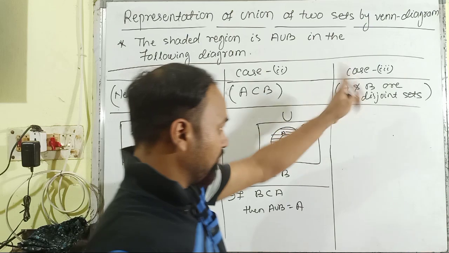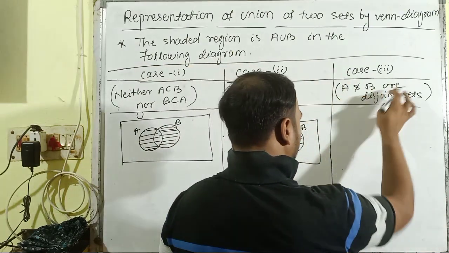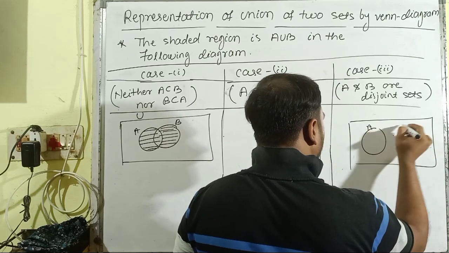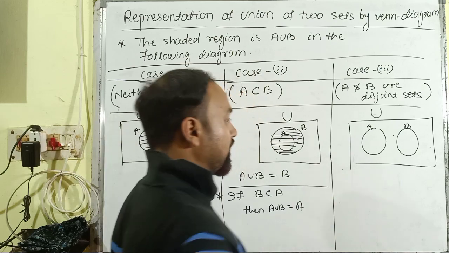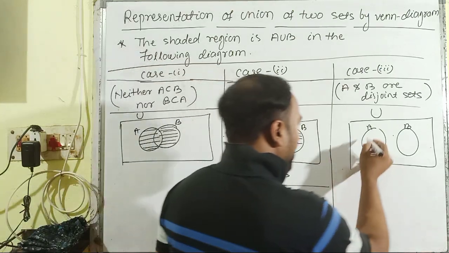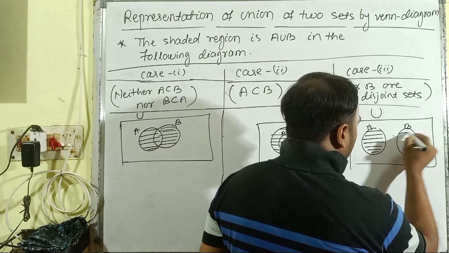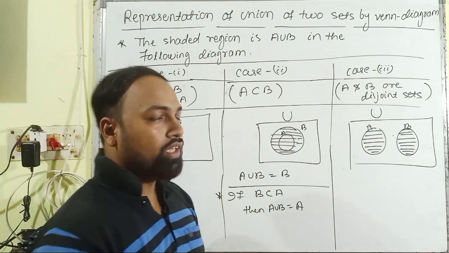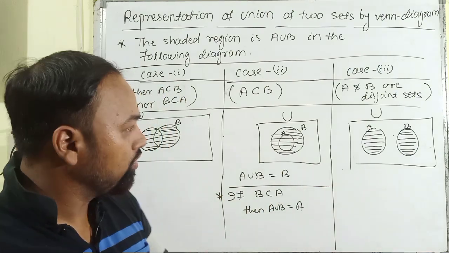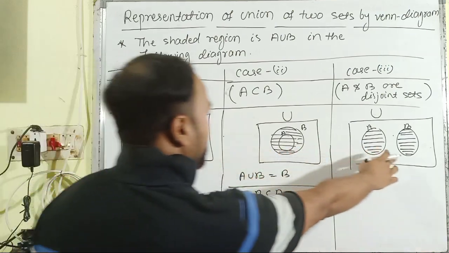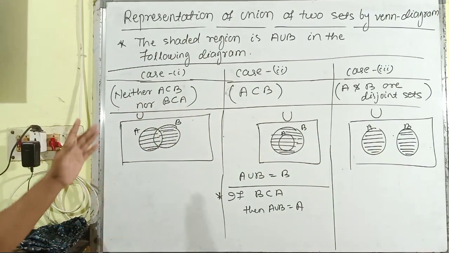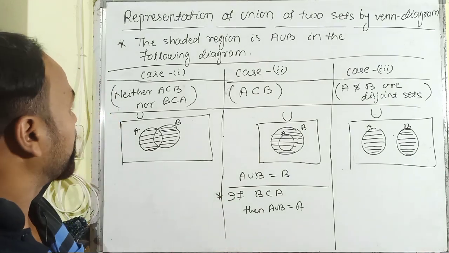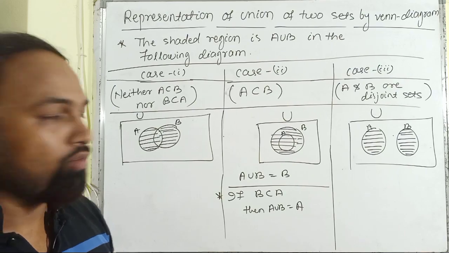Then moving towards case number 3, where A and B are two disjoint sets, and I have taken here two disjoint sets A and B, and here is the universal set U for the two sets A and B, and the shaded region represents A union B as they are disjoint. Disjoint means their intersection must be equal to the empty set. A intersection B is equal to the empty set. So these are some of the representations of the union of two sets using Venn diagrams. Let us move towards some problems based upon A union B.